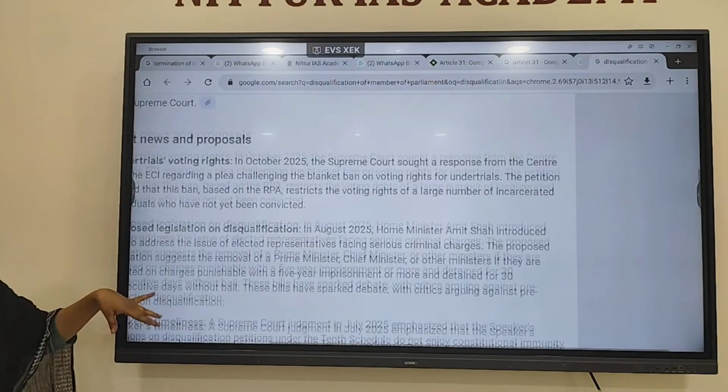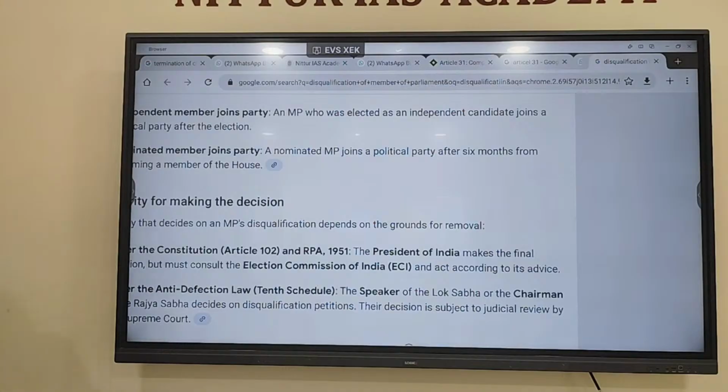Any doubts? This is regarding the disqualification. Next comes, MPs will give resignation to whom? The MP of Lok Sabha will give resignation to the Speaker of Lok Sabha. The MP of Rajya Sabha will give a resignation to the Chairman of Rajya Sabha. Write down somewhere else. MP of Lok Sabha, arrow mark.